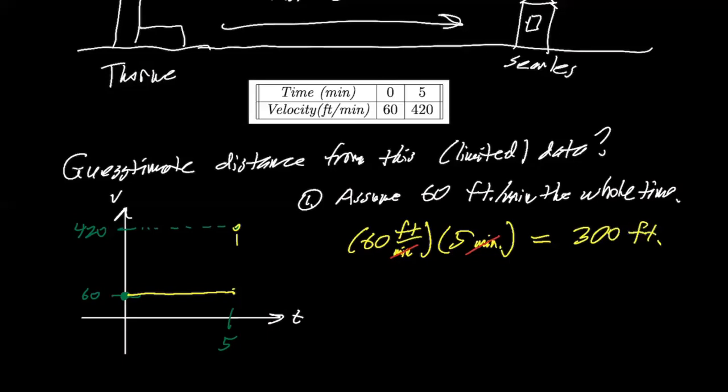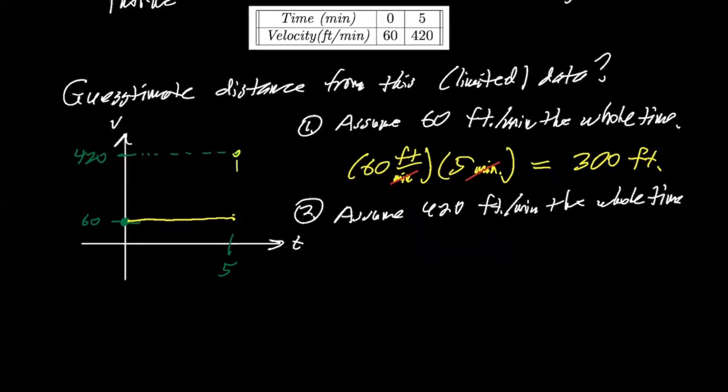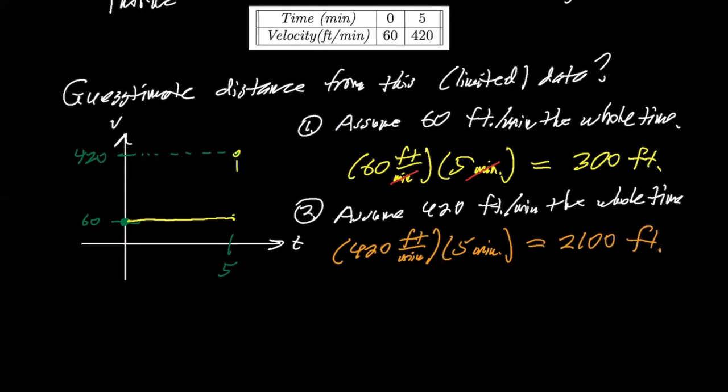A second crude estimate would be to assume I leave and speed up to 420 and go 420 feet per minute the whole time. It's the same kind of calculation: 420 feet per minute times 5 minutes. I think if you do that, you get 2,100 feet. So that's a pretty wide gap. Assuming we head towards Searles the whole time and don't speed up or slow down outside the range of 60 to 420, there's an underestimate of 300 feet and an overestimate of 2,100 feet. That's a pretty big gap.